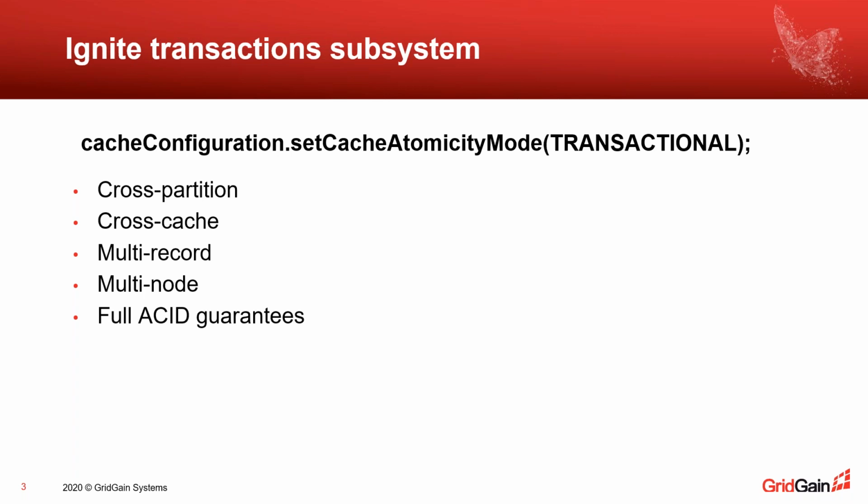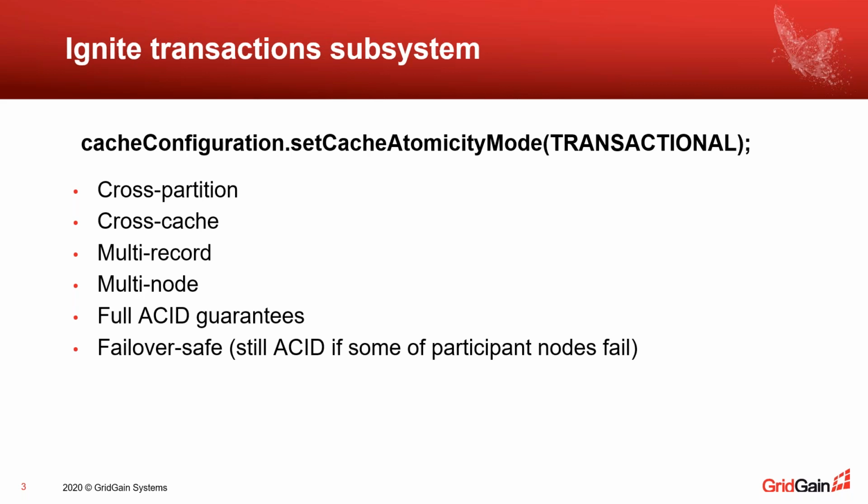Transactions give you full ACID guarantees. It means all updates that you made inside the transaction will be consistent and atomic. Either all of them will be applied or neither. And transactions are failover safe, meaning that ACID is still guaranteed if some of the participant nodes fail.